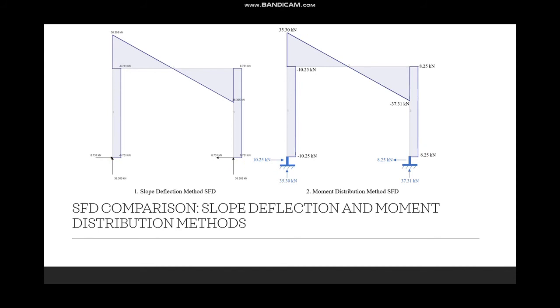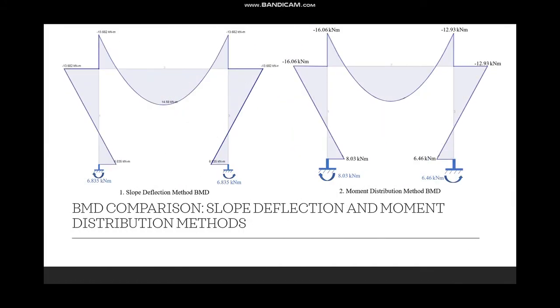But obviously the main difference between the two is that this is a much more symmetrical model, because it doesn't take into account any E or I values. They are not accounted for, whereas this one does. And obviously because the moment is distributed unevenly, we can see that there is a non-symmetric distribution for this frame. But they are still quite similar in values.